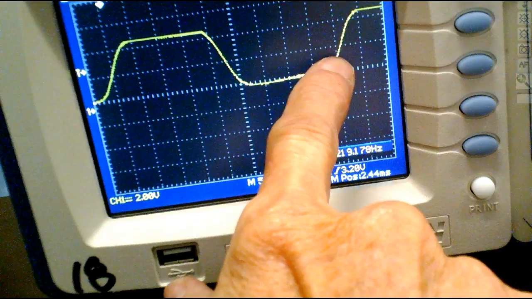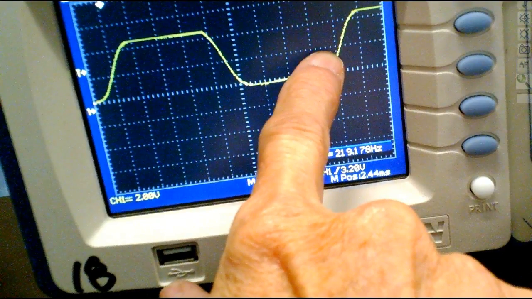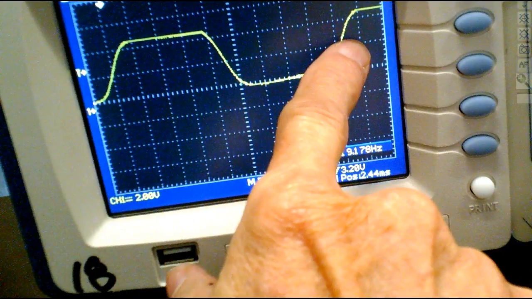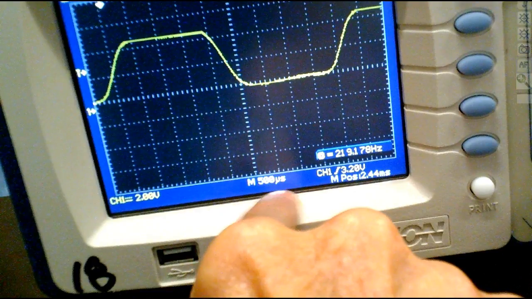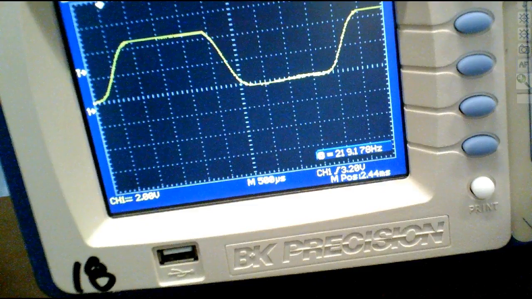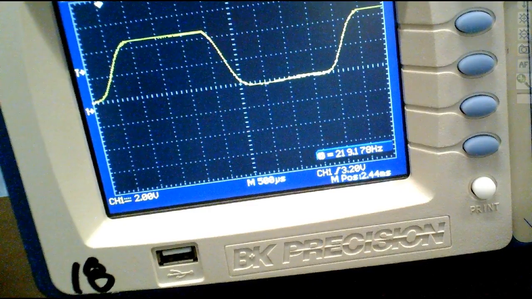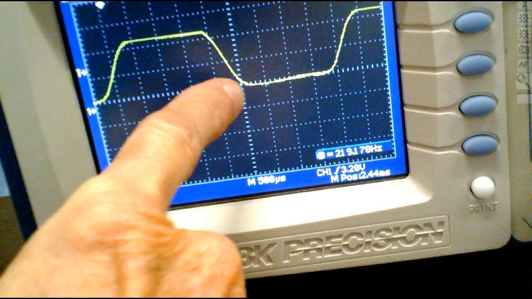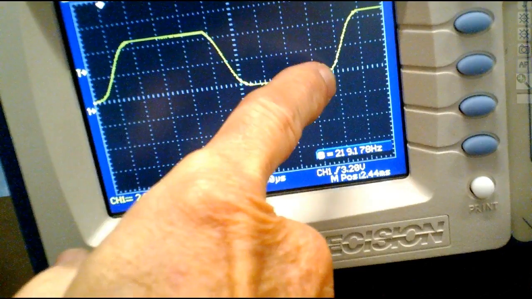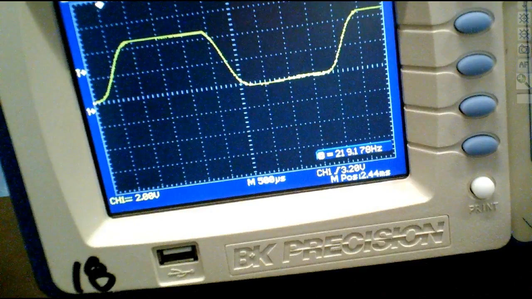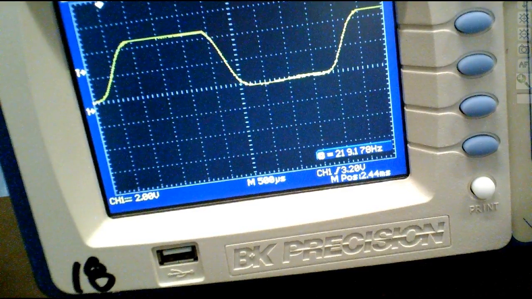Each one of the minor divisions would be worth what? 0.2. So I'd say 1, 2, 3, 4, 5, 6, 7, 8, 9.2. And then I would multiply it times the time per division. So you might need a calculator. Or you could say 1 millisecond, 2 milliseconds, 3 milliseconds, 4 milliseconds, 4.5, 4.56 milliseconds. Multiply that times the speed.